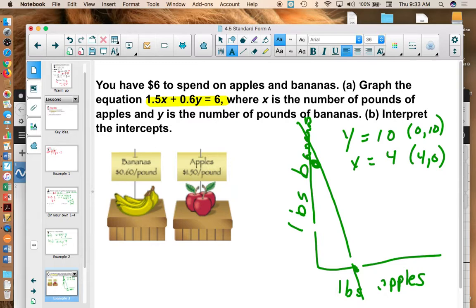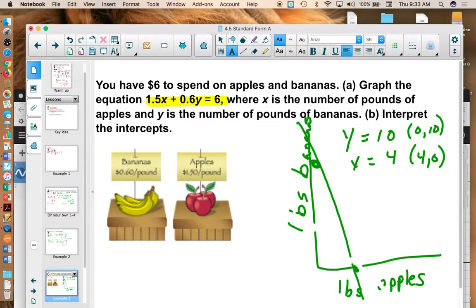If I got 10 pounds of bananas, can I buy anything else? No, why not? You're out of money. Those 10 pounds of bananas cost me $6. I don't get any apples. That's what that means. I've spent my money. If I want apples, I'm just out of luck because I'm broke.